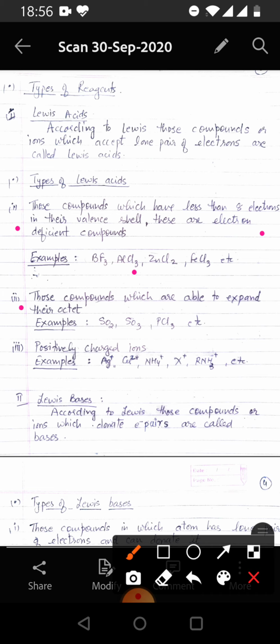The second category of Lewis acid is those compounds which are able to expand their octet. For example, SO2, SO3, PCl3, etc. And the third category of the Lewis acids is positively charged ions. For example, Ag plus, Cu2 plus, NH4 plus, X plus, RNH3 plus, etc.